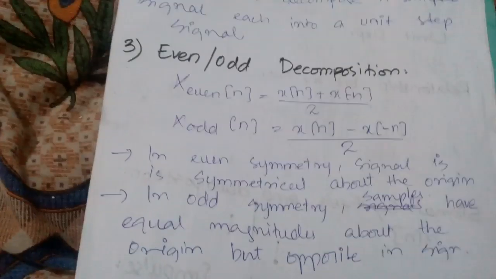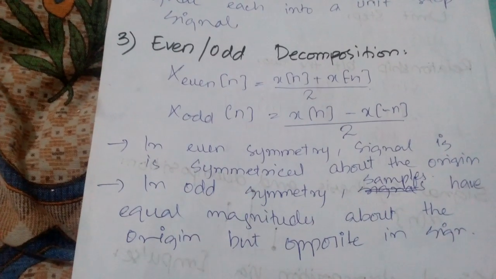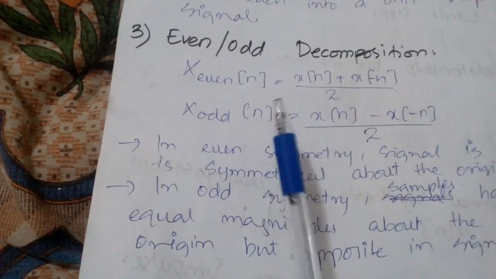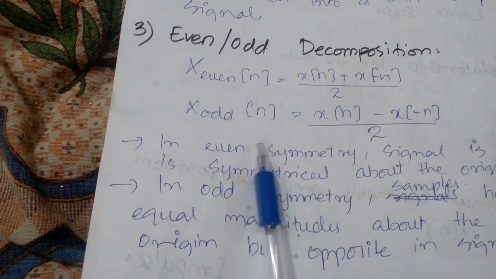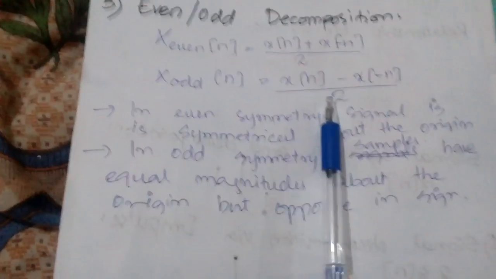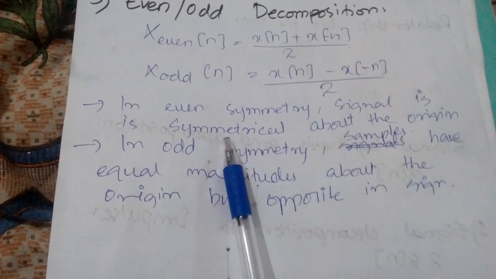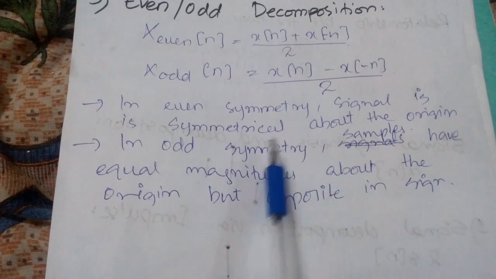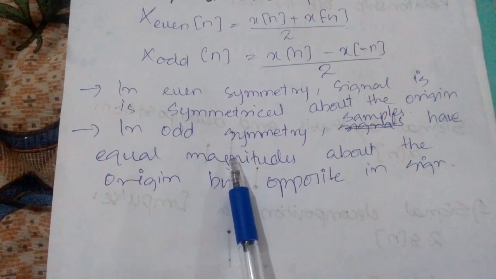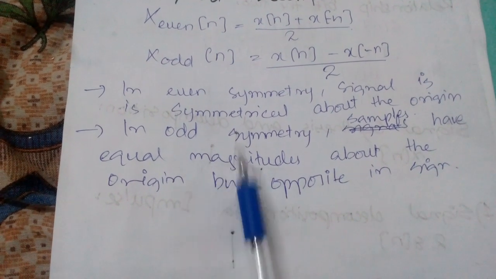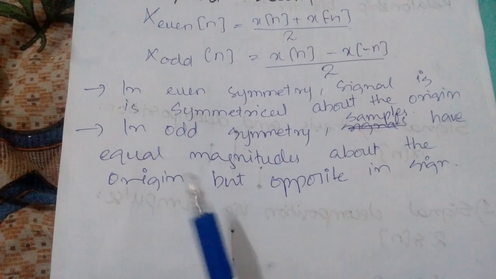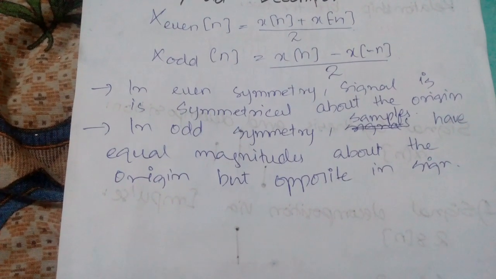Next technique is even odd decomposition. We have divided our signal into even and odd samples using these formulas. In even symmetry, signal is symmetrical about the origin, but in odd symmetry, samples have equal magnitudes about the origin, but they are opposite in sign.